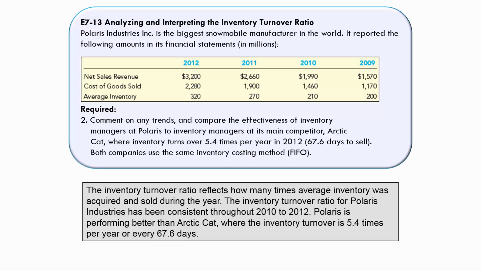It's fairly straightforward. We know that we want to turn over inventory as much as possible, and we want to have fewer days to sell the inventory. So those are the two ratio calculations from this chapter.